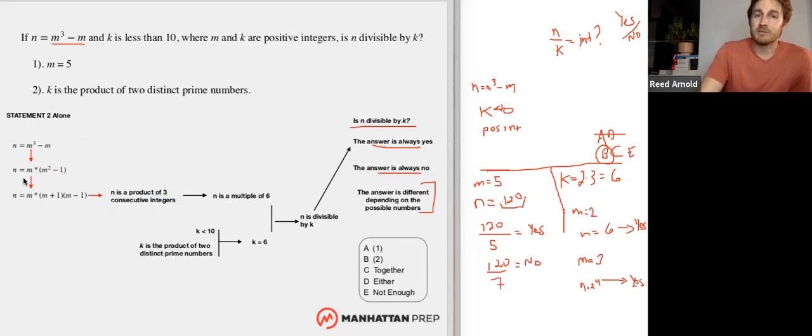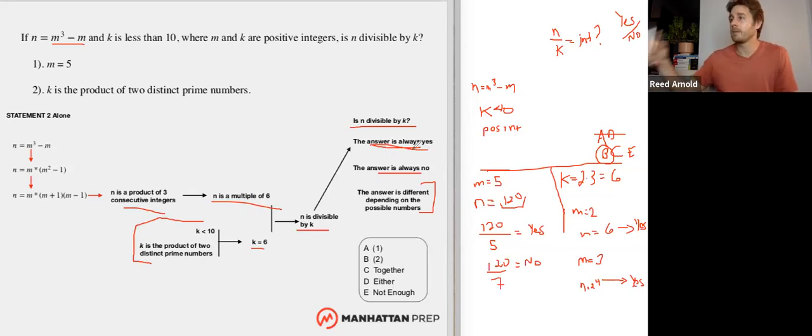Even then, it's still not easy, because once I know n is a product of 3 consecutive integers, it's another thing to know that that means n is a multiple of 6. Maybe that inference gave you some grief. But if n is a multiple of 6 and k is a number that is a product of 2 distinct prime numbers and k is less than 10, k is 6. So if n is a multiple of 6 and k is 6, n is divisible by 6, and the answer is always yes. I can answer that question.